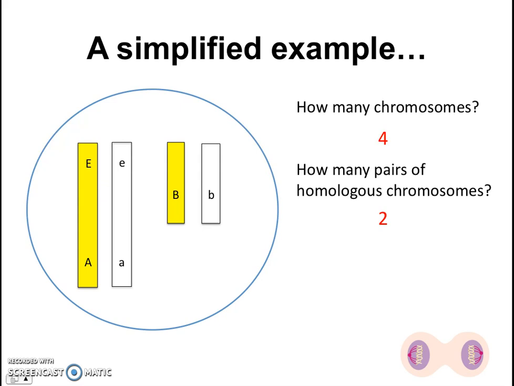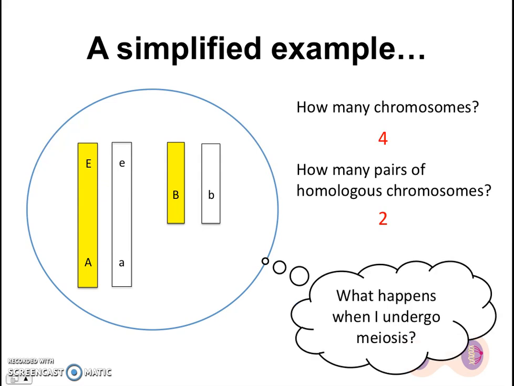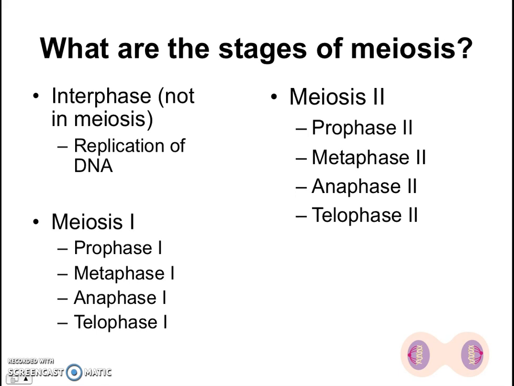So what happens when this simplified cell goes through meiosis? Well, in the next video, we are going to be learning together about the different stages of meiosis. So we'll start off again with interphase, which is technically not in meiosis. And then we'll look at meiosis I, which is made up of 4 stages. And then we'll look at meiosis II, which is made up of 4 stages as well.